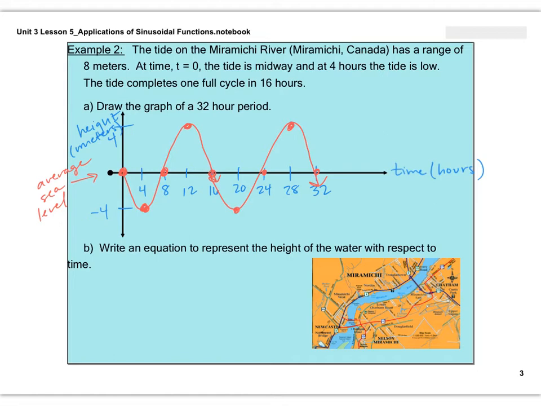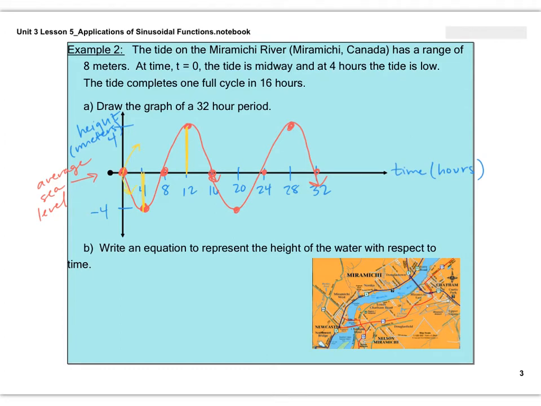Now it says write an equation to represent the height of the water with respect to time. So I want you to first think, what kind of curve is this? Is it a sine, a cosine, a tangent, a cotangent, a cosecant, a secant? What is this thing? I think it looks like a sine curve or a cosine curve. And since it's starting right at the midline, because think about the amplitude, this and this are the same, I think this looks like a sine curve that's been reflected over the x-axis. Instead of starting going up, it's starting going down.